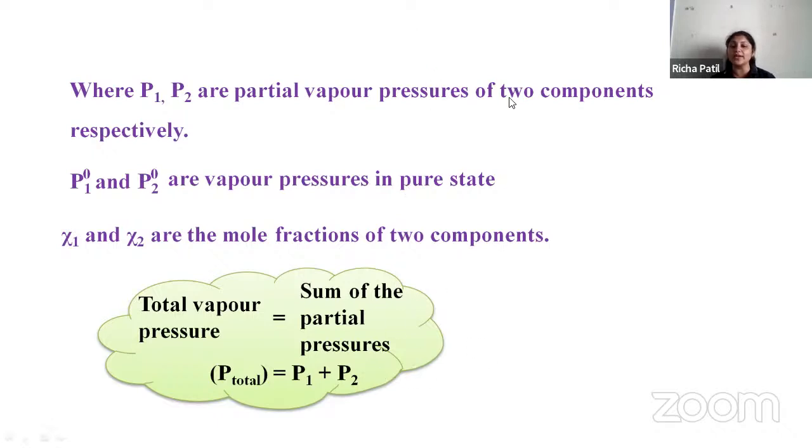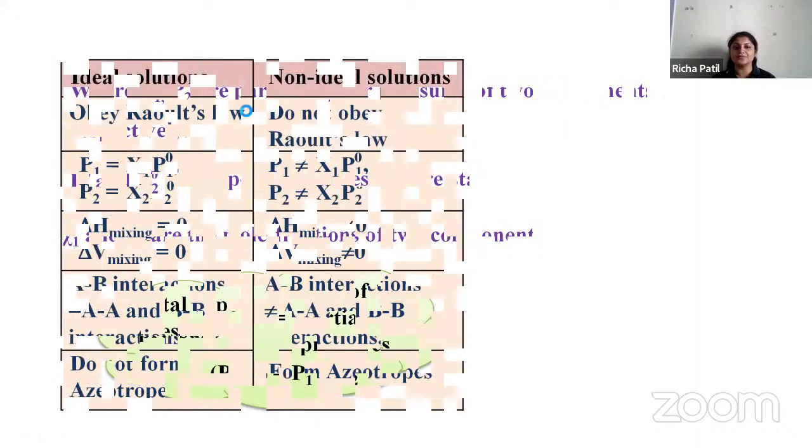So we have calculated for each component. If you want to calculate the total vapor pressure, how will it be? P total is the sum of the partial pressures, so it is P1 plus P2. Like this, you calculate the total vapor pressure.